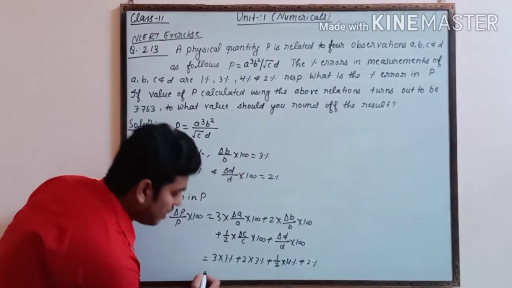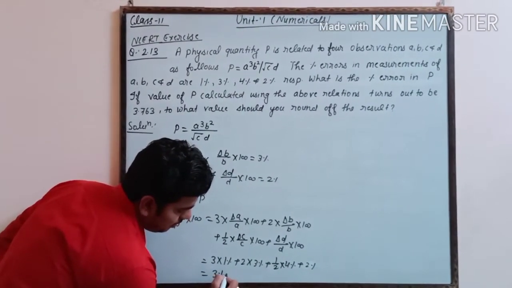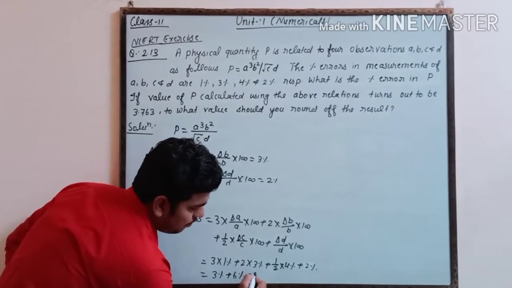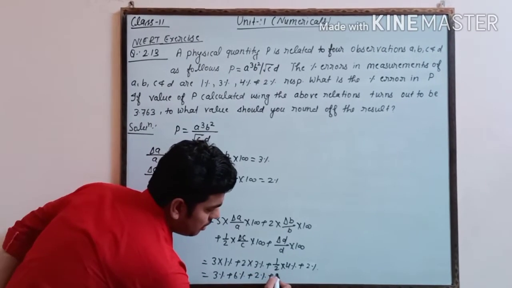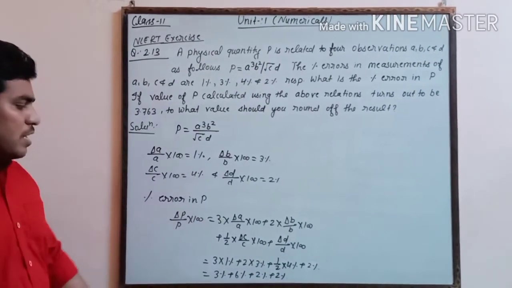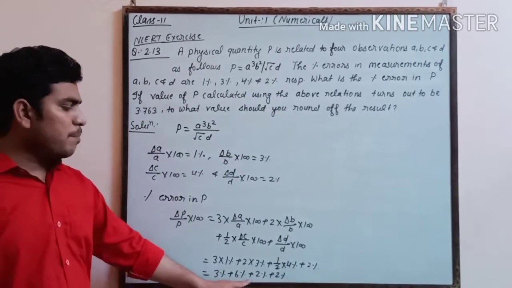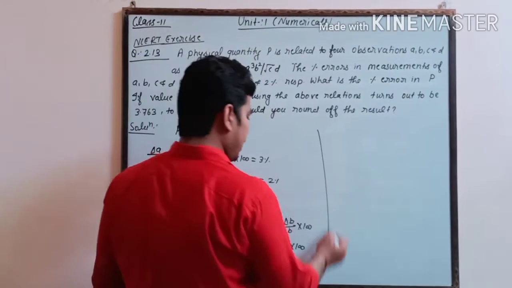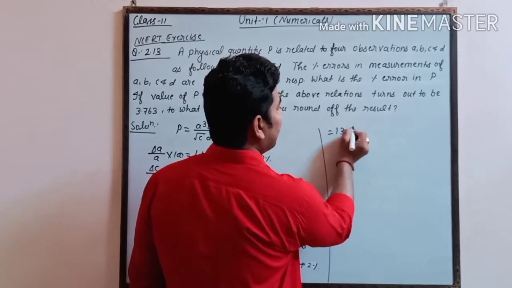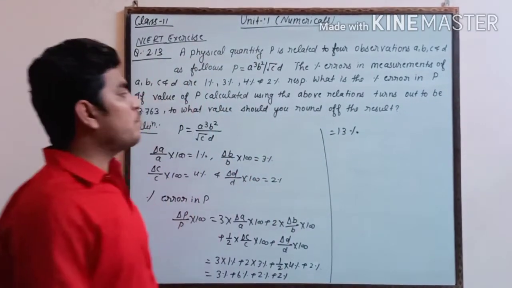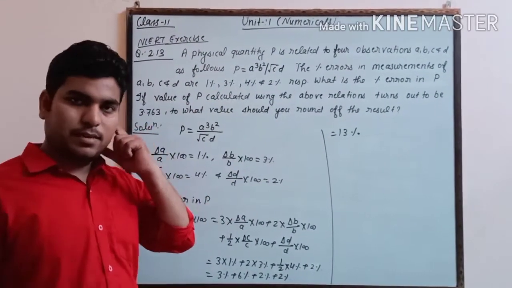Okay, this is 3 plus 6 plus 2 and plus 2. The total is 3 plus 6 is 9, plus 2 is 11, and plus 2 is 13. The total error in the measurement of P is 13%.